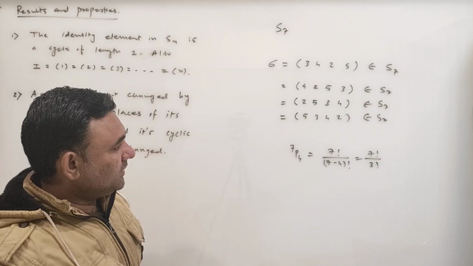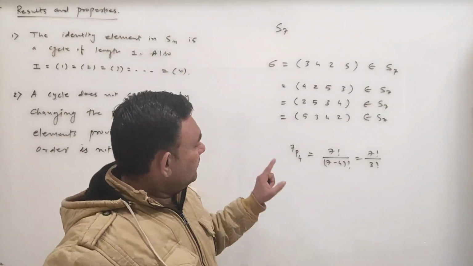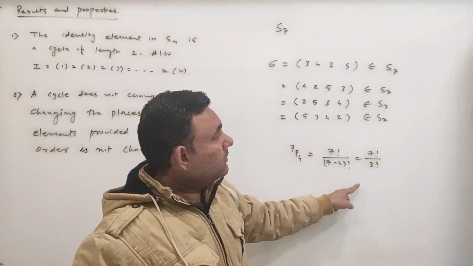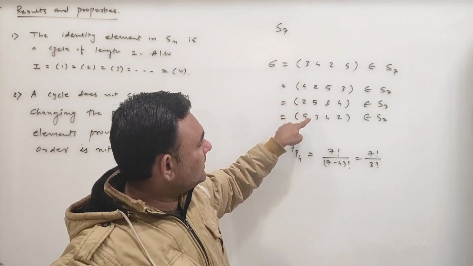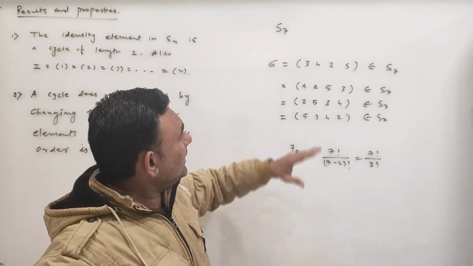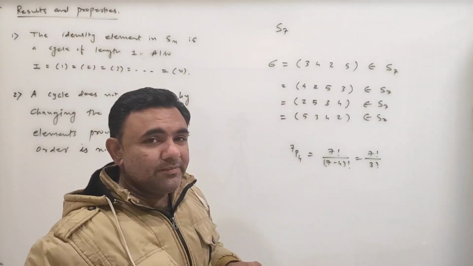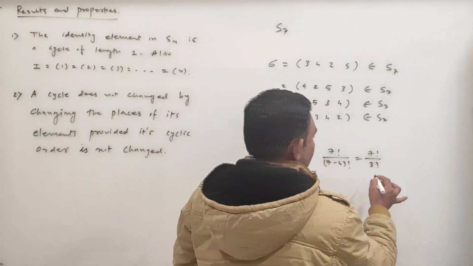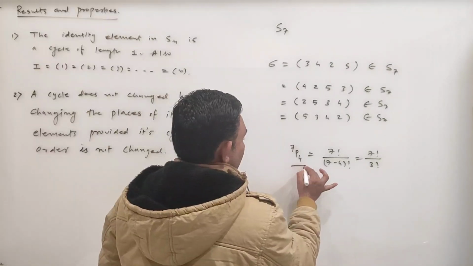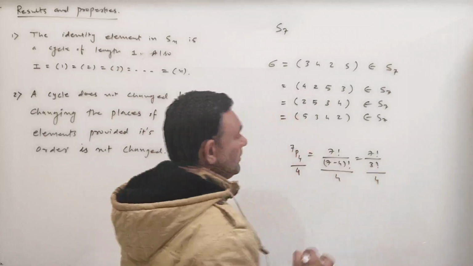We are not interested in that number right now, but 7p4. So in this number, these 4 cycles are counted distinct, but we know that these are the same, right? These 4 are same. So I have to divide this quantity by 4. So this divided by 4, this divided by 4, and this divided by 4.